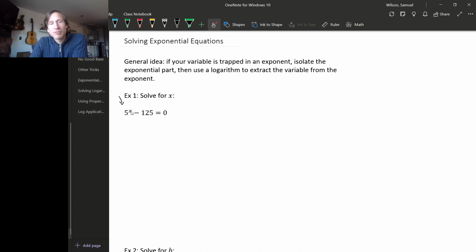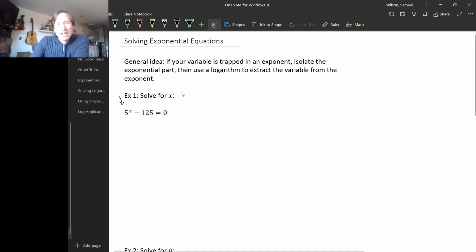We've seen that a logarithm really just grabs the exponent off of an exponential. So if we can isolate the exponential part, then the log will just grab that exponent. And if the exponent is a variable, then that means we will have solved the equation. So let's see how this strategy works out.